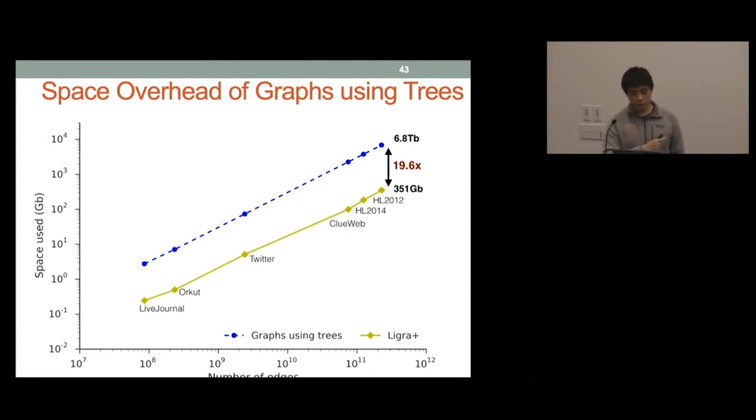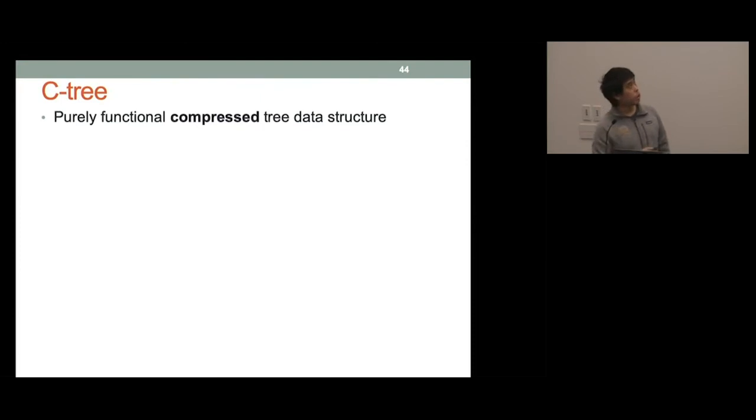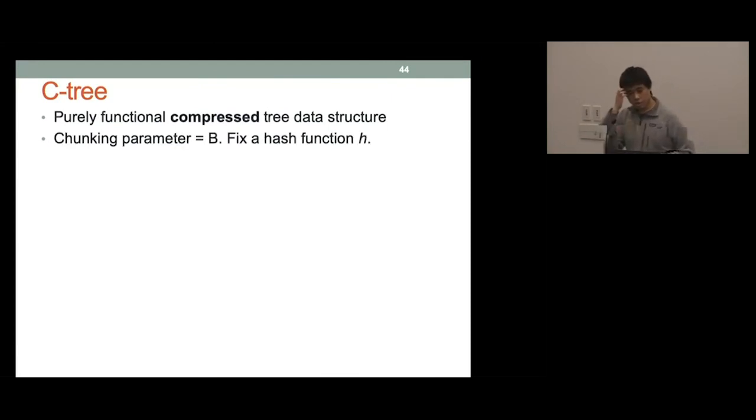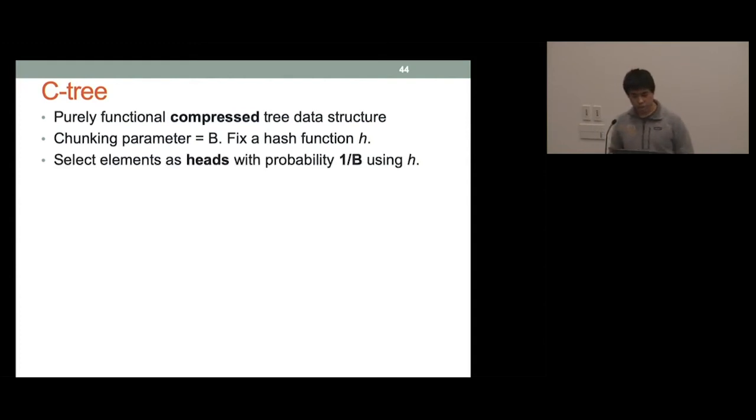So our next goal is to try to reduce this space overhead, and we do so by using this data structure, which we call a C-tree. So it's a compressed version of the purely functional tree data structure. The C-tree has a chunking parameter, b, and it also has a hash function h, which is used to make random decisions in the tree construction. And what we're going to do is we're going to select the elements in our tree as heads with probability 1 over b using our hash function h.